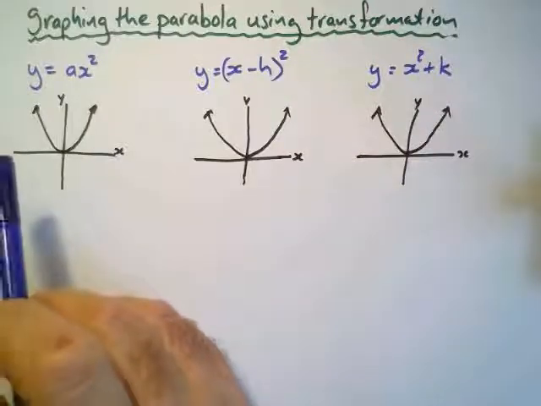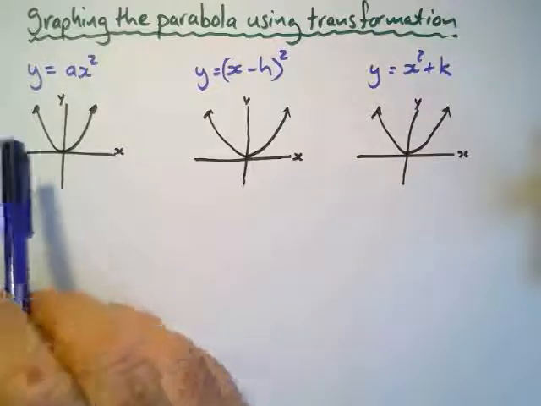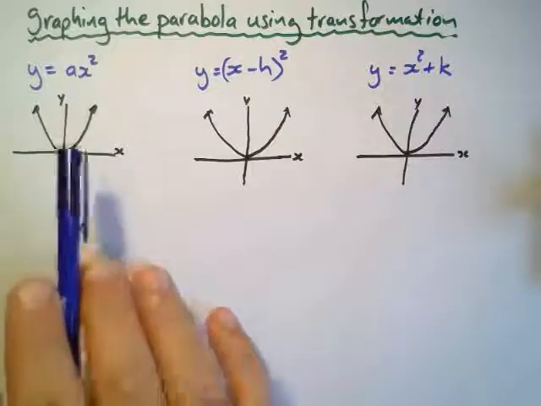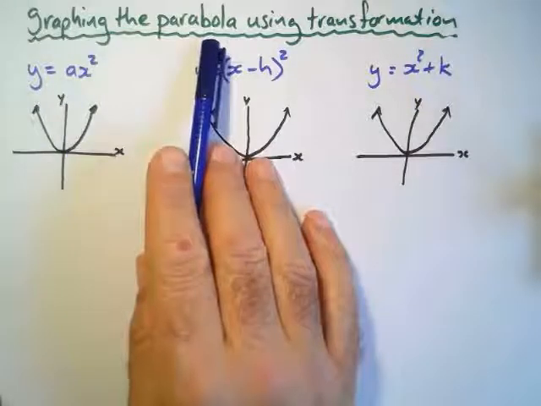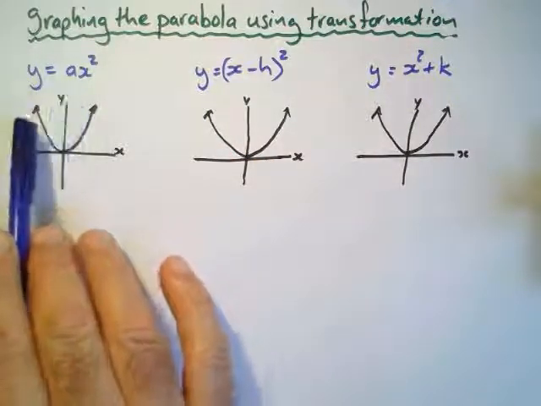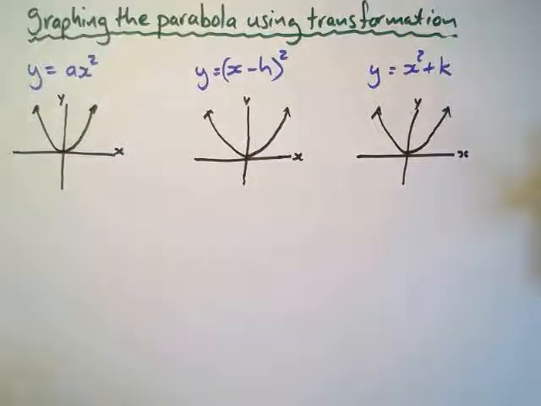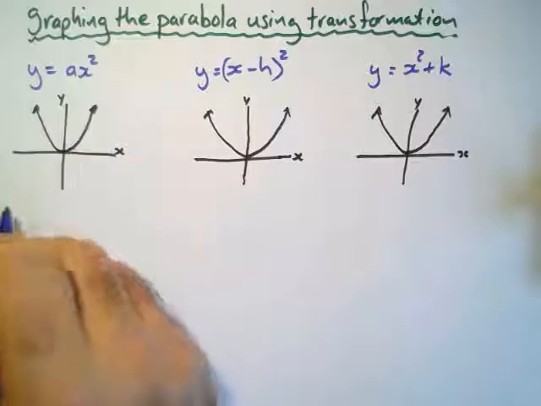We're going to use now our knowledge about transformation to apply it to specific graphs, and we're going to look at the parabola. So from now on, when we speak about parabolas and we refer to y equals x squared, this is how the graph will look like. The first thing that we're going to look at is the dilation.